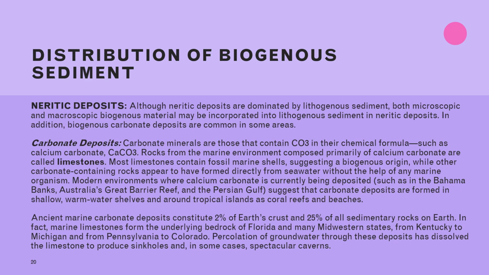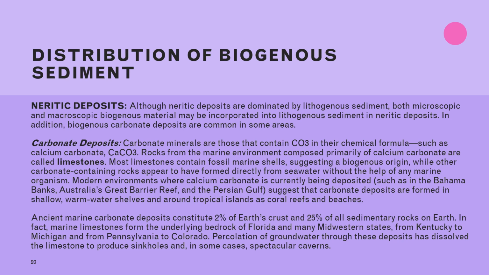Now let's talk about the neritic deposits. The neritic deposits are dominated by lithogenous sediment. Both microscopic and macroscopic biogenous material may also be incorporated into lithogenous sediments in neritic deposits. In addition, biogenous carbonate deposits are common in some areas. So, carbonate deposits. Carbonate minerals are those that contain CO3 in their chemical formula, such as calcium carbonate, CaCO3.